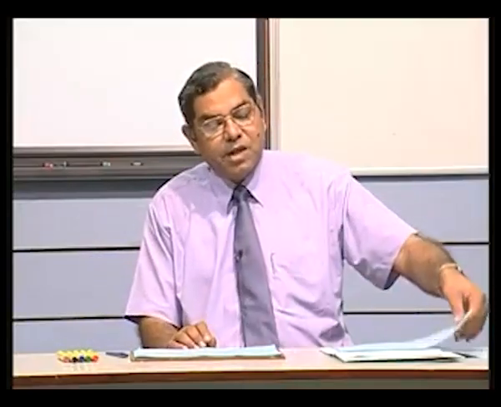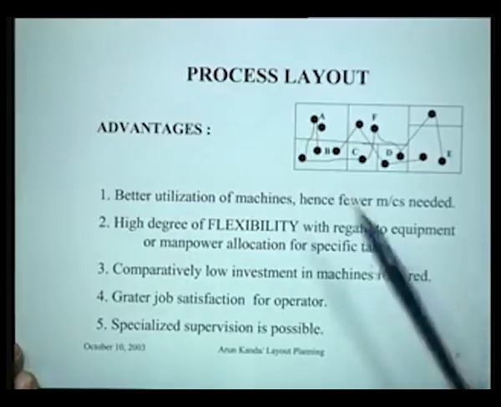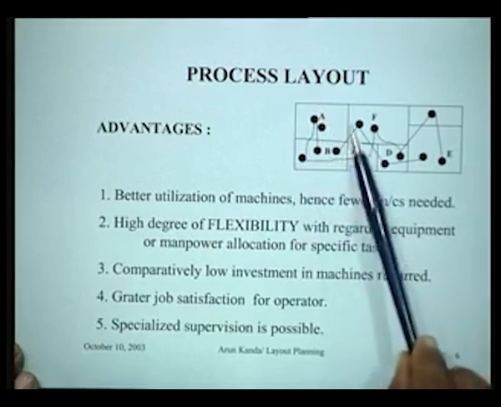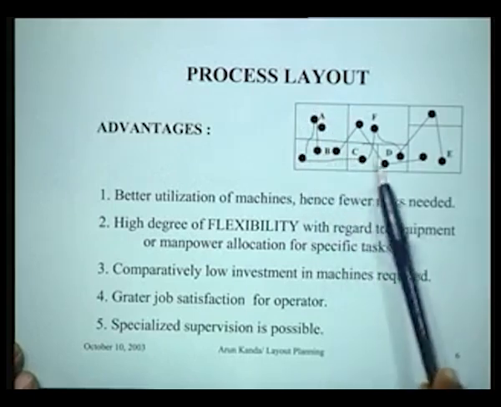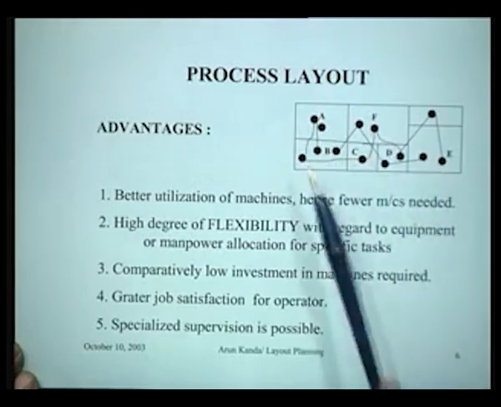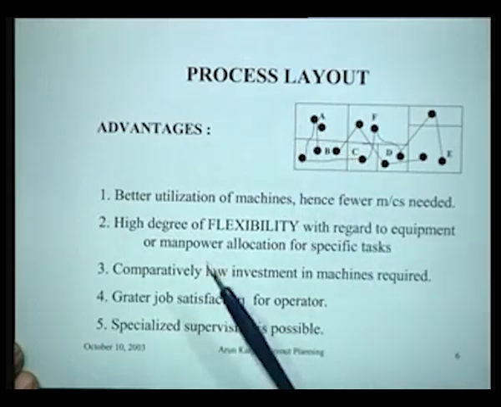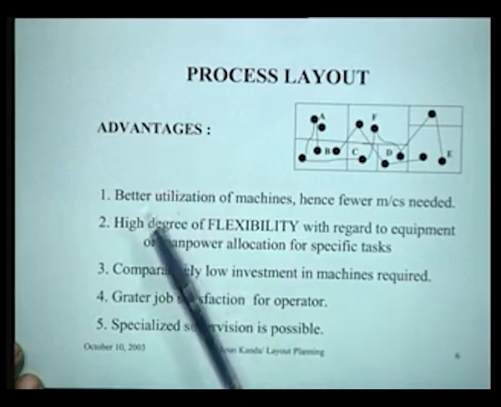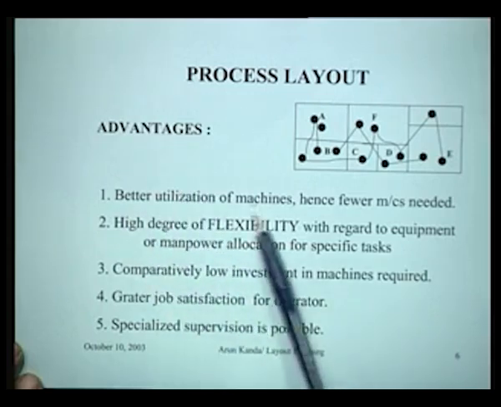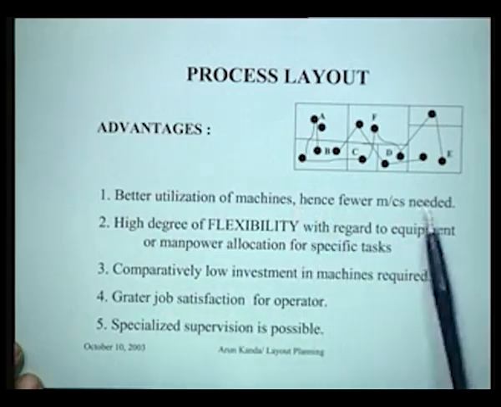Let's look at a process layout now, which is our basic concern in this particular session. A process layout is a collection of departments A, B, C, D, E, F, which are housed in maybe different rooms or different buildings. And therefore the advantages are that there is better utilization of machines, hence fewer machines are needed.